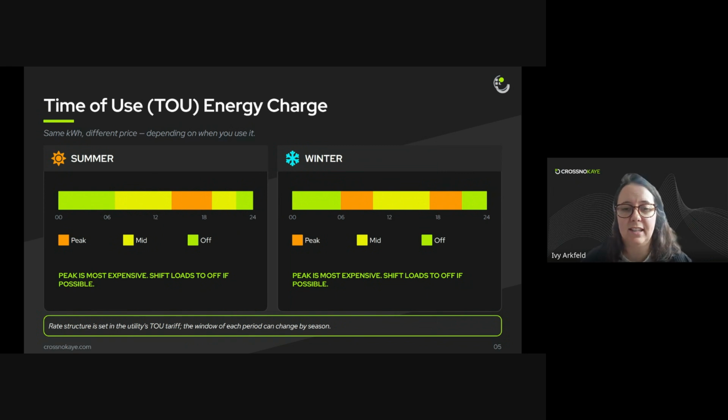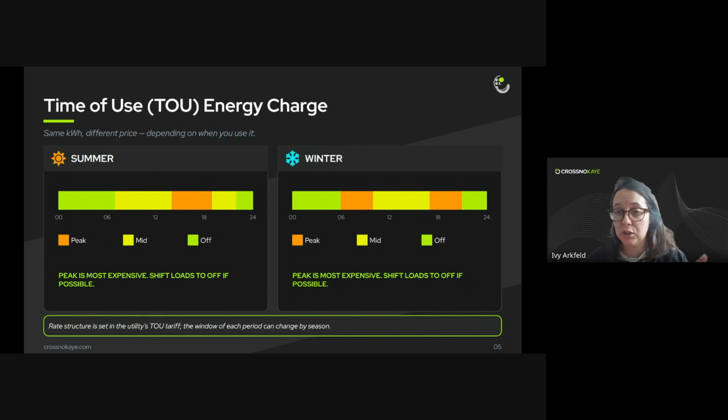Winter, it's a little different. In this example, you have two peaks that are outside of that kind of same structure. You have them split into two, where in the morning it's a little more demanding and in the evening, a mid-peak throughout the middle of the day. Again, this varies based off of your tariff.